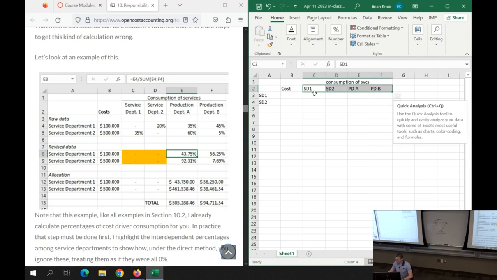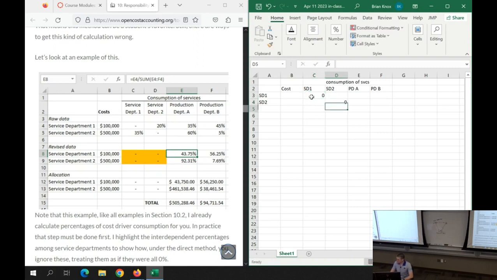These four right here. How much does service department 1 consume of service department 1's? Nothing. How much does service department 1 consume of its own services? That doesn't really make any sense. How much does service department 2 consume of service department 1's services? Looks like 20% of service department 1's work goes to serving its fellow service department. And then 35% of its work is serving production department A, and 45% of its work is serving production department B. Just as a check figure, of course, it sums to 100%.